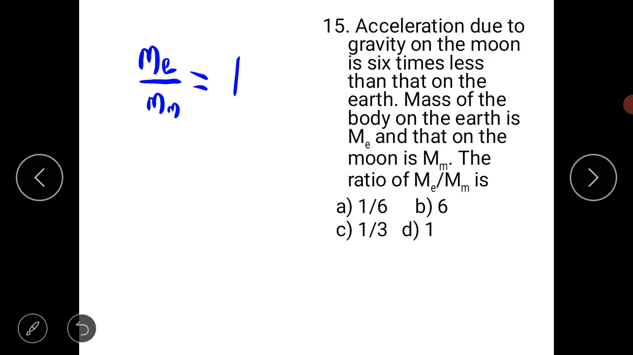Then you will definitely get the correct option.